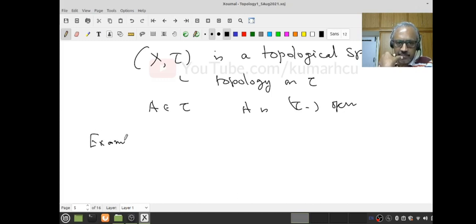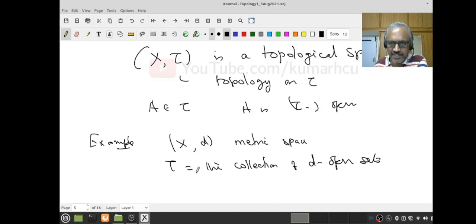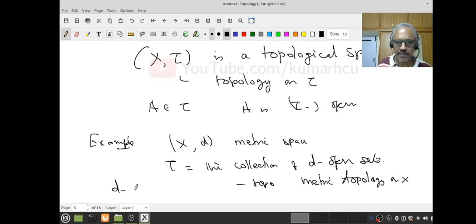Of course, the first example is a metric space. Suppose (X, d) is a metric space. Now what is tau? Tau is what we started with. It's a collection of open sets. And what we saw, this tau satisfies the three conditions. In fact, our conditions on topology are inspired by this. So this is a collection of open sets. This is a topology, and it is called the metric topology on X. Sometimes I will call it the d topology. Metric topology or d topology. This is the first example. Are you sure about this?